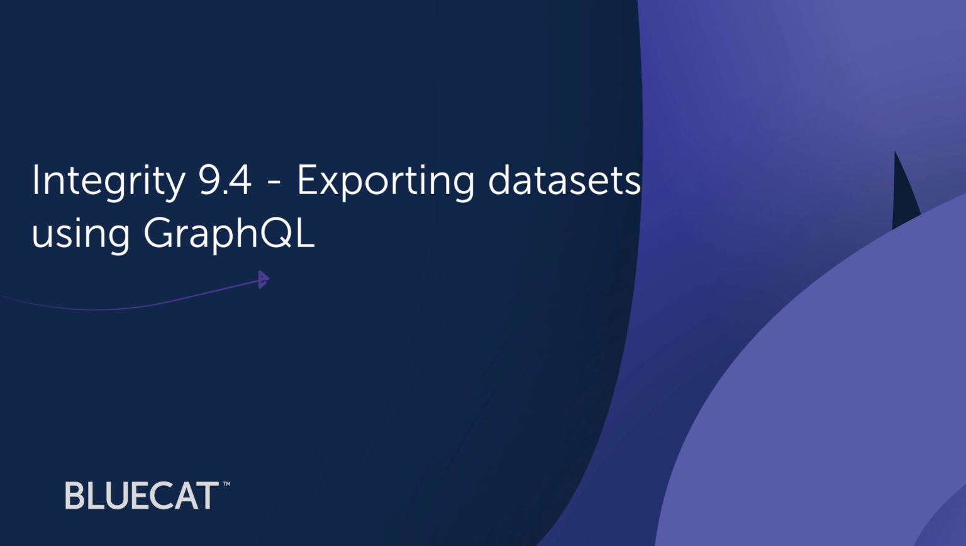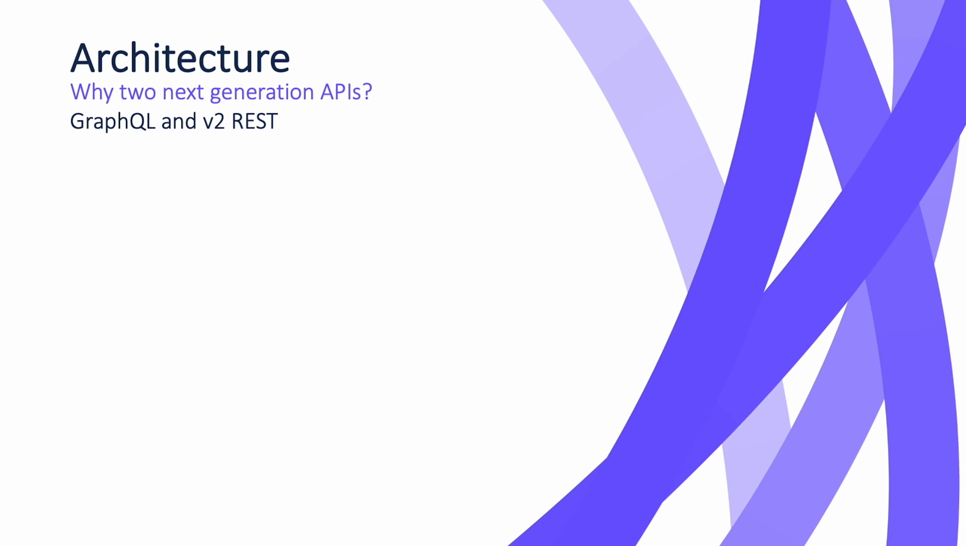We're going to be taking a look at how we're providing a new experimental graph API, which can be utilized by our customers to export extremely granular datasets from Integrity at high speed. So what can the GraphQL API service provide?